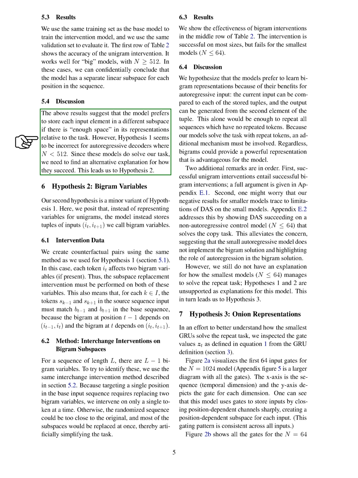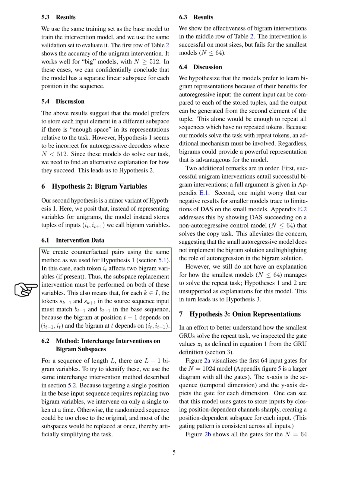Section. Hypothesis 2. Bigram Variables. In this section, we present our second hypothesis, which is a slight variation of the first. We suggest that instead of using single input variables, our model utilizes pairs of inputs, which we refer to as bigram variables.